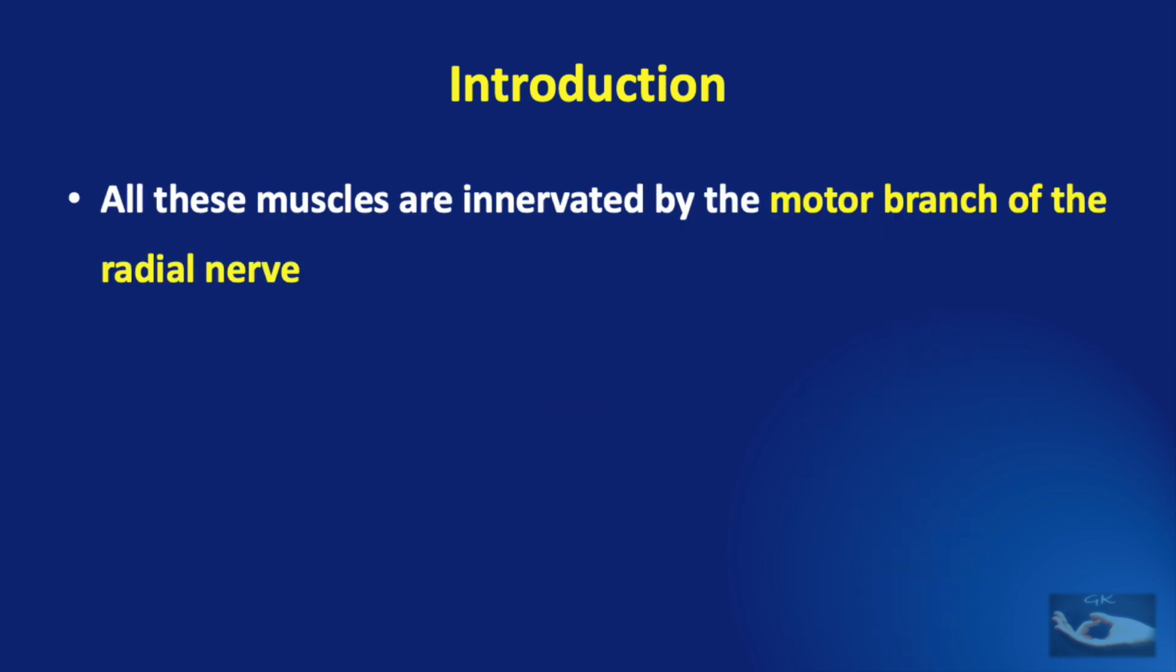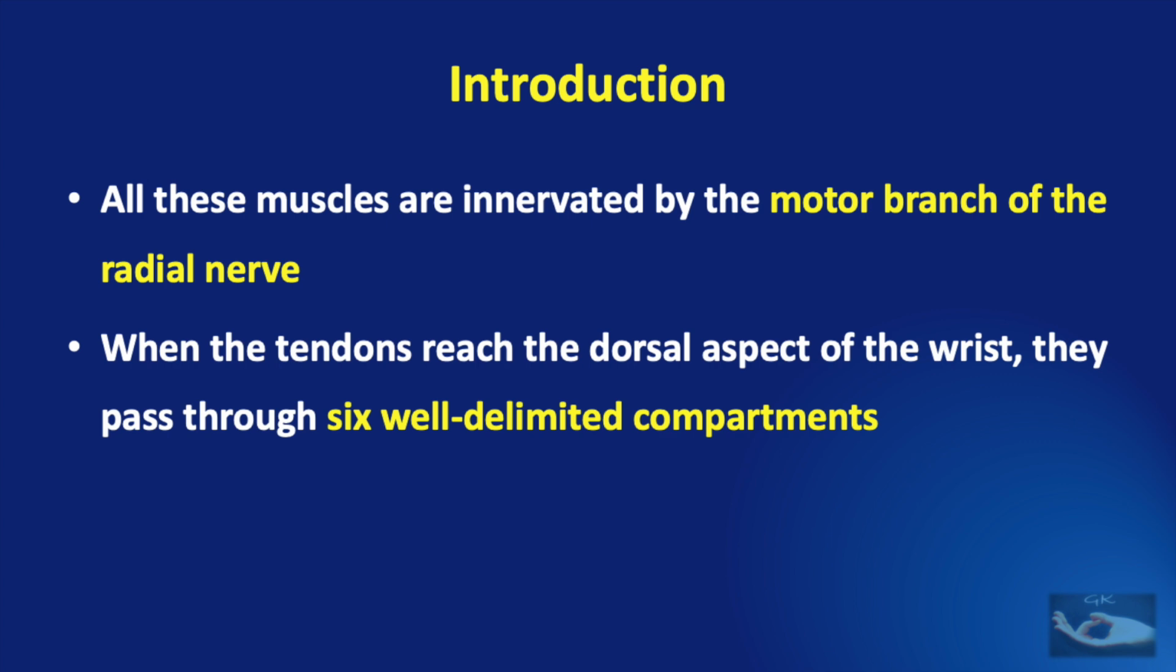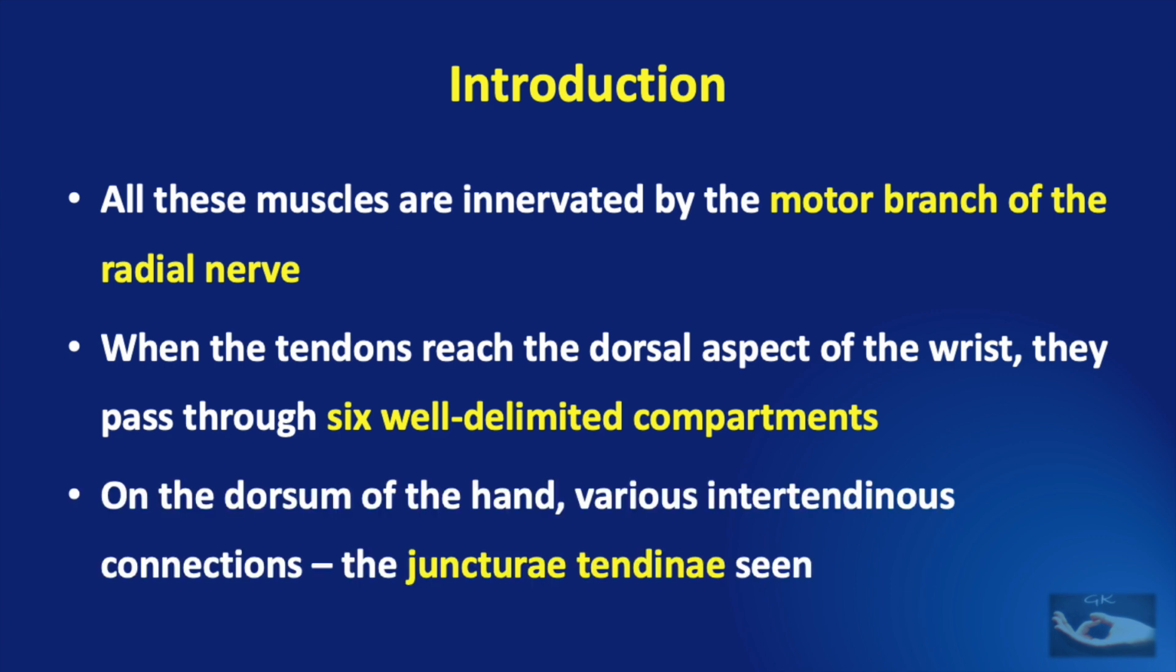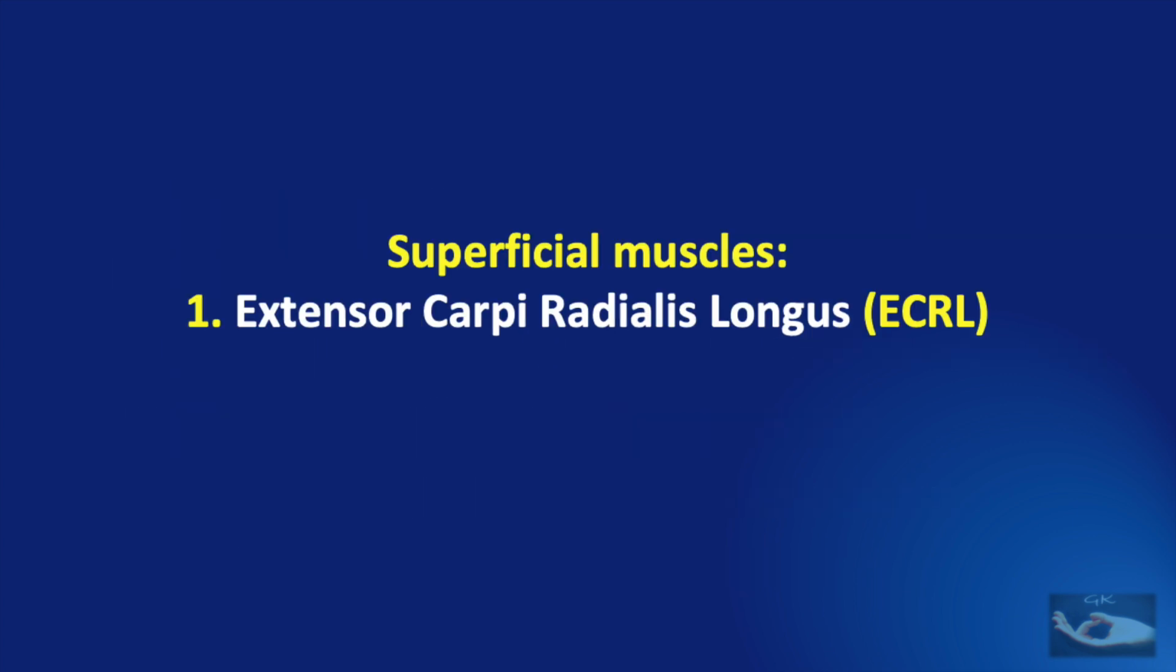And generally speaking, all these muscles are innervated by the motor branches from the radial nerve, either directly from the radial nerve or from the motor division of the radial nerve on the extensor aspect of the forearm known as the posterior interosseous nerve. And when these tendons reach the dorsal aspect of the wrist, they pass through 6 well delimited compartments, and on the dorsum of the hand, various intertendinous connections, the Juncturae tendinae, are seen. Now we shall begin a study of the individual muscles.